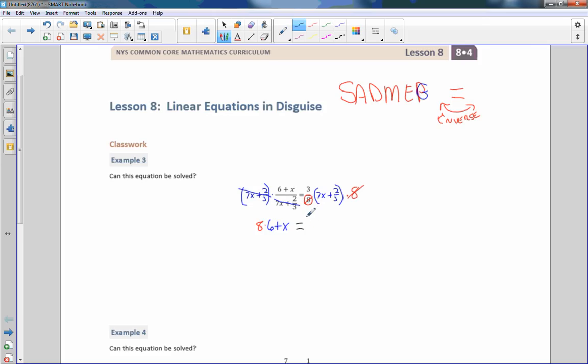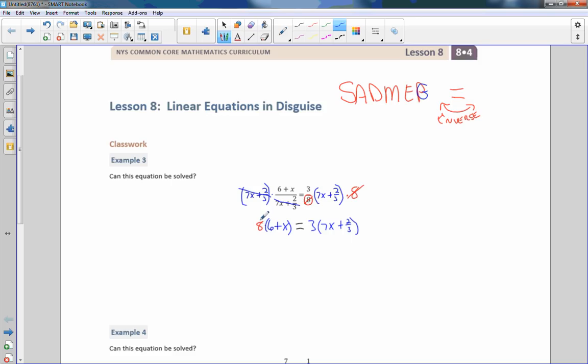8 times 6 plus x, and that must be in parentheses, by the way, equals, we still have this 3 over here, and then 7x plus 2 over 3. So all I did was multiply both sides by 7x plus 2 over 3, and both sides by 8 over 8, or just 8, I mean. So that will get rid of both denominators, and so now we don't have a fraction anymore, so now we can do what SADMEP says: subtract, add, divide, multiply, exponents, and then group.